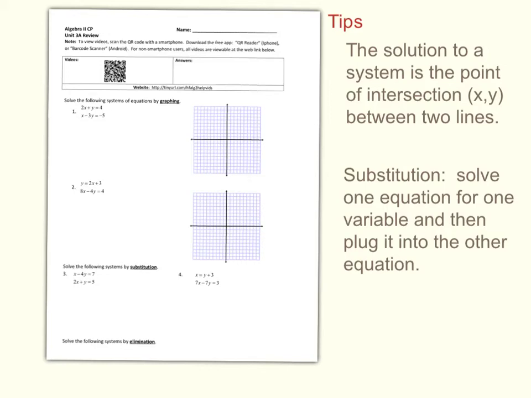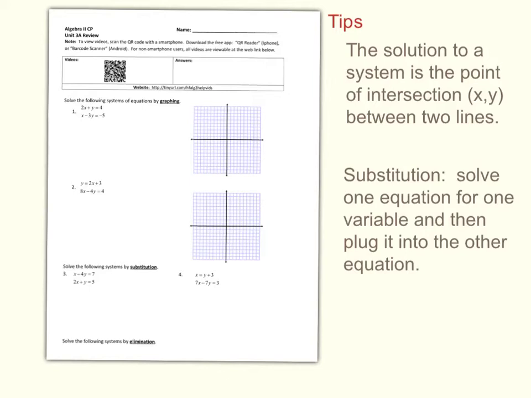Alright, here's your Chapter 3A review. Essentially, this whole chapter is about solving systems, and there are three ways in which you can solve a system. The first way is graphing. I'm going to look at a couple of questions. Probably I'll let you look at one and let you work on the other, where you solve a system by graphing. The other two ways are substitution and elimination.